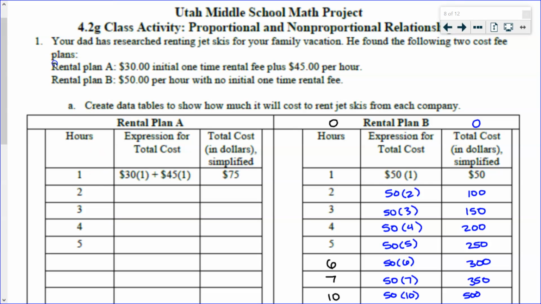Let's look at rental plan A. Rental plan A is a $30 initial one-time rental fee plus $45 per hour. Think about what that means. I'll read it one more time. A $30 initial one-time rental fee plus $45 per hour.